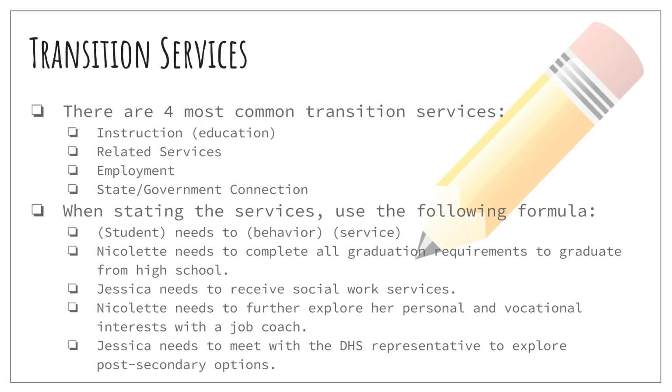So, for example, in instruction, Nicolette needs to complete all graduation requirements in order to graduate from high school. Jessica needs to receive social work services if that is appropriate. Nicolette needs to further explore her personal and vocational interests with a job coach. That would be appropriate for employment. And then Jessica needs to meet with the DHS representative to explore post-secondary options. Your student should meet with them at least one time to develop a plan for them with government services.